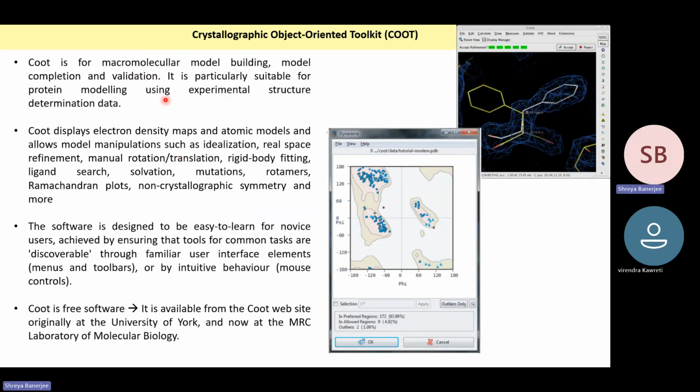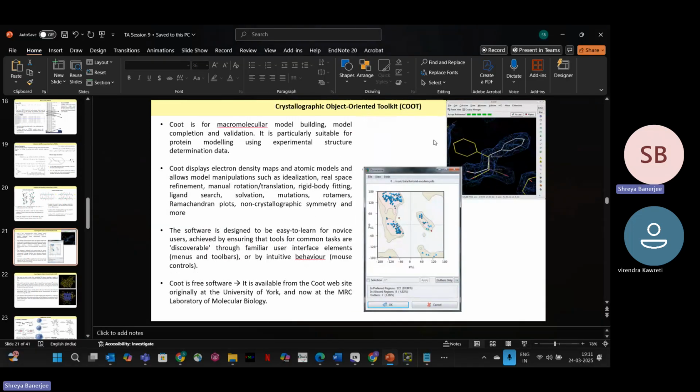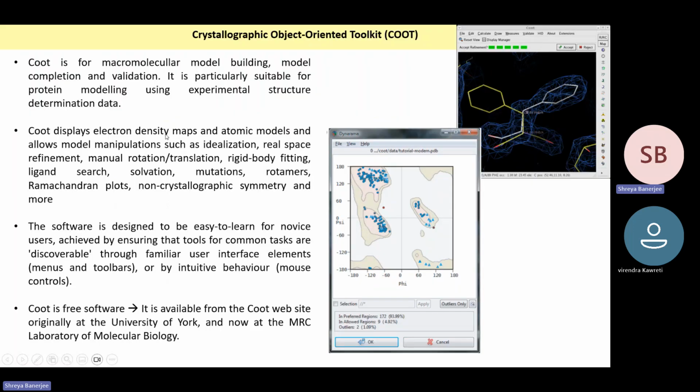Now there is a software called COOT, which stands for Crystallographic Object-Oriented Toolkit. It is a macromolecular model building, model completion and validation software, and it is useful for modeling the protein using experimental structure. So here you can see from X-ray crystallography, you have determined the electron density map shown in blue here. COOT will display this electron density map, and you can fit an atomic model to the electron density map. So you can see a phenylalanine in this particular orientation shown by white is fitting into the electron density map.